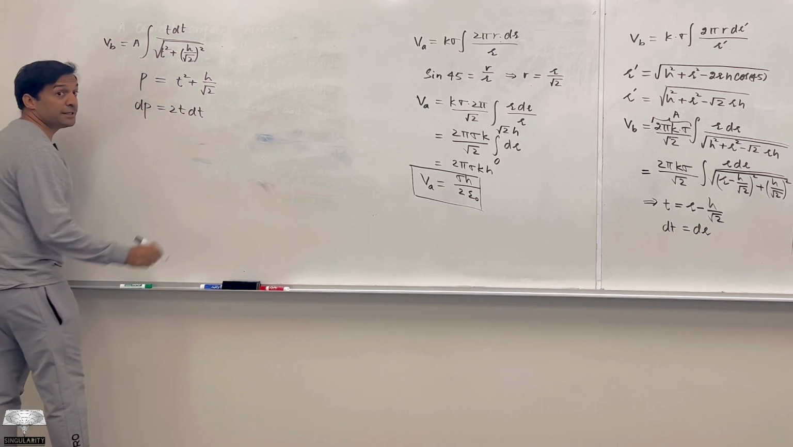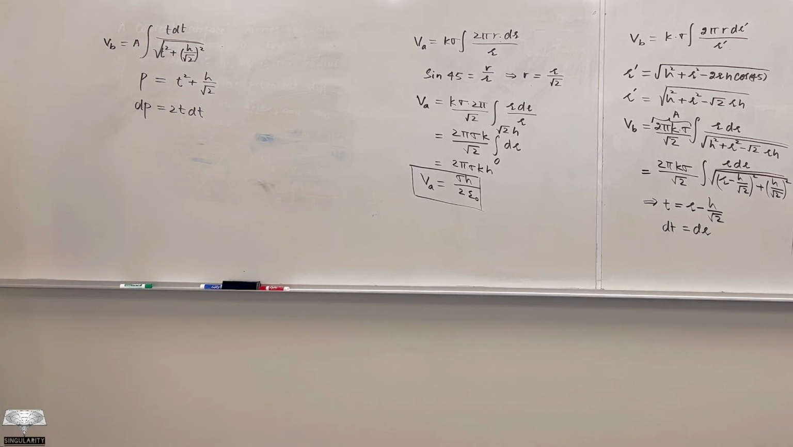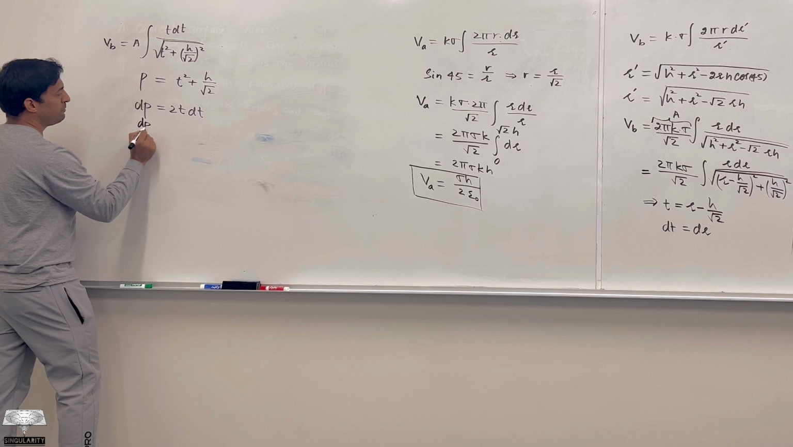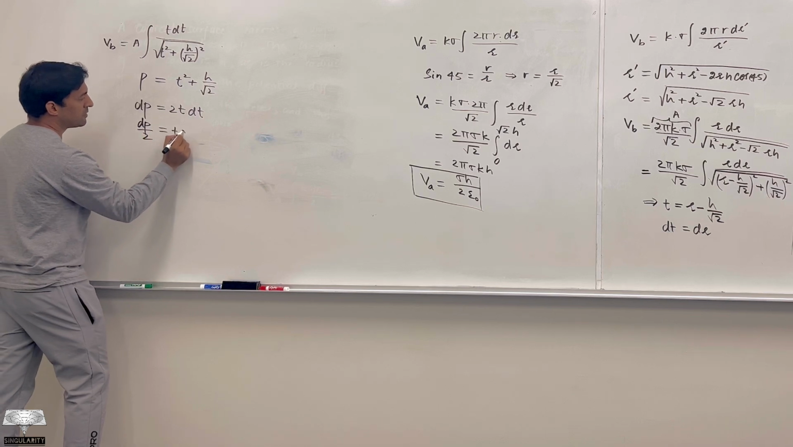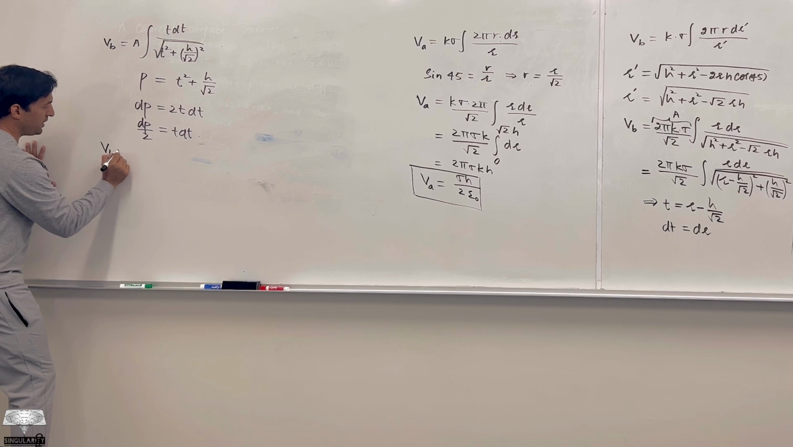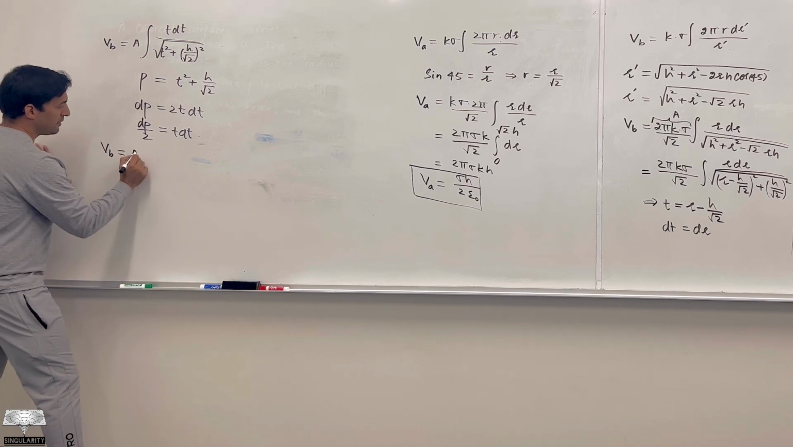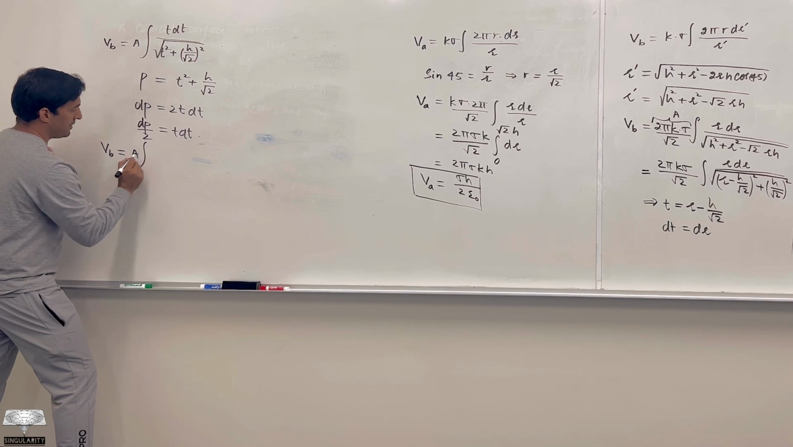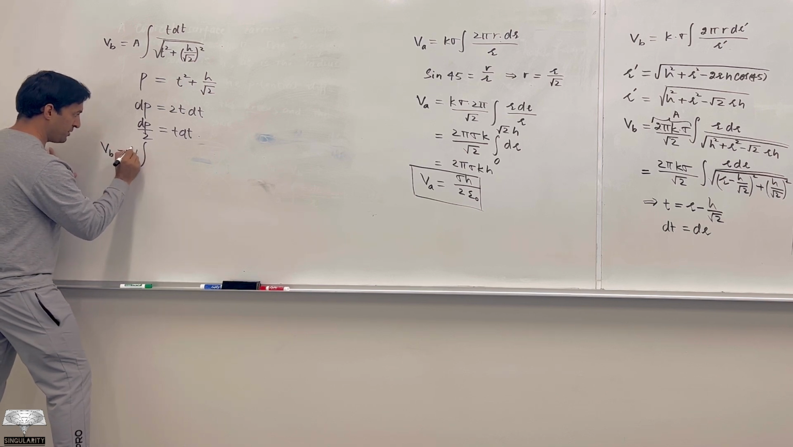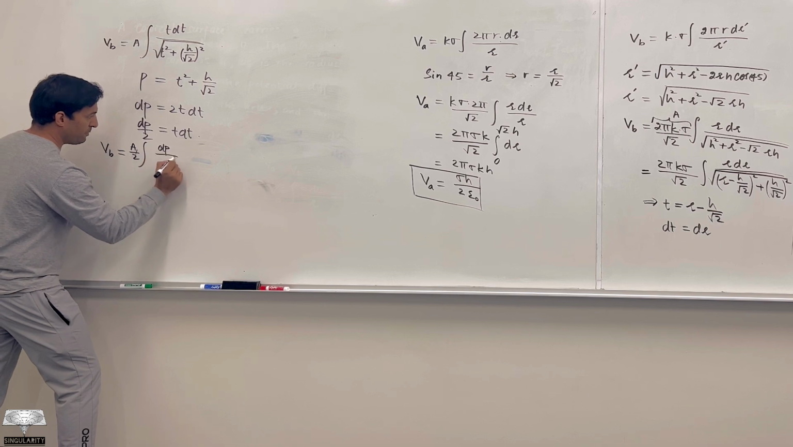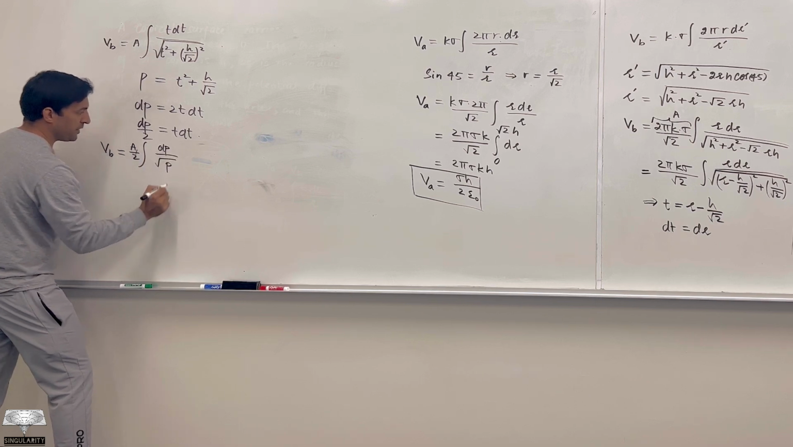So dp will be 2t dt, right? And we need the value of t dt, so dp divided by 2 equals t dt. So this integral becomes VB equals a times the integral, so this dp by 2 will give us a divided by 2, and so dp by square root of p.